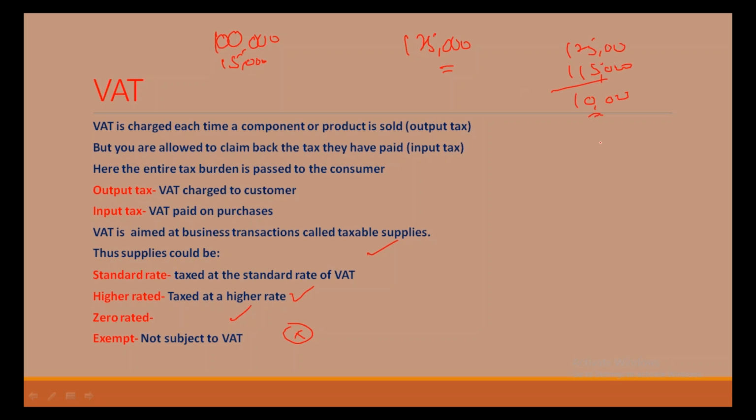So your profit will be only 10,000. Imagine this was zero rated. What is zero rated? Then you don't need to pay taxes, but you can claim what you've paid. You only have to charge 100,000. You can claim 50,000 from the tax authorities as a refund.